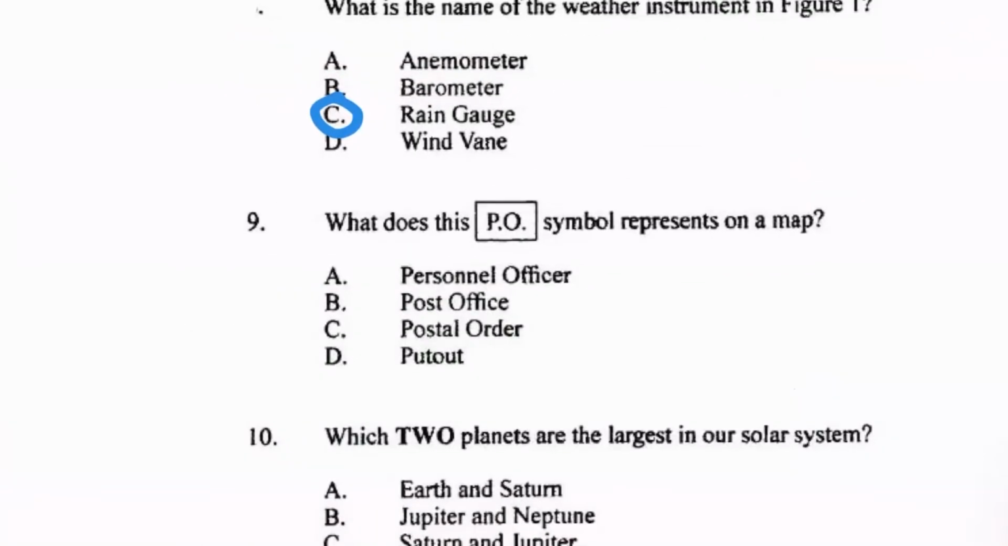All right, question 9. This is a mapping question. What does this P.O. symbol represent on a map? A, personal officer, B, post office, C, postal order, or D, put out? People are saying B. You're all correct. It does represent the post office.